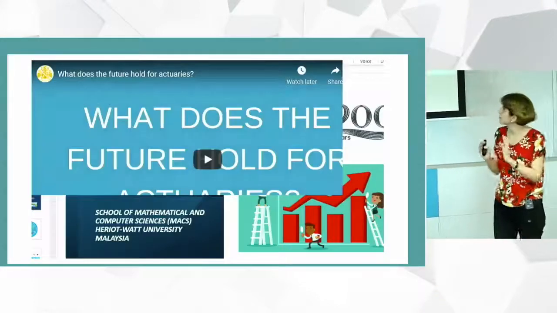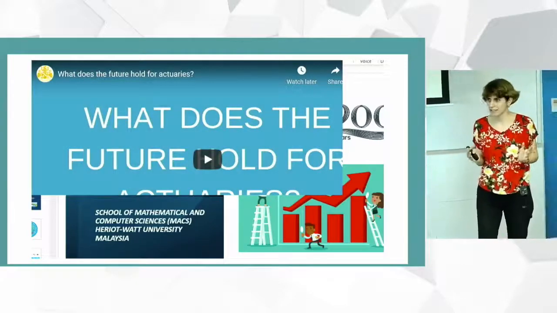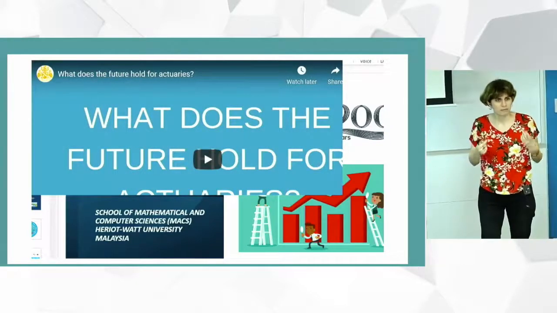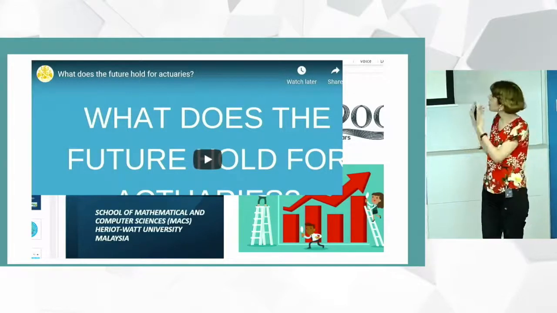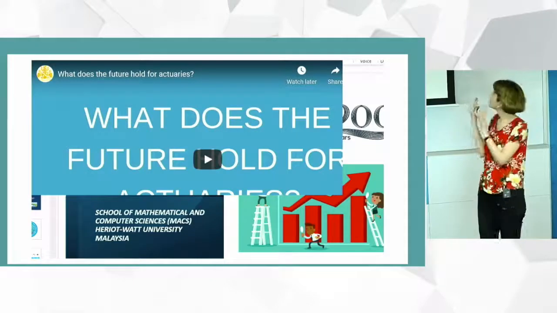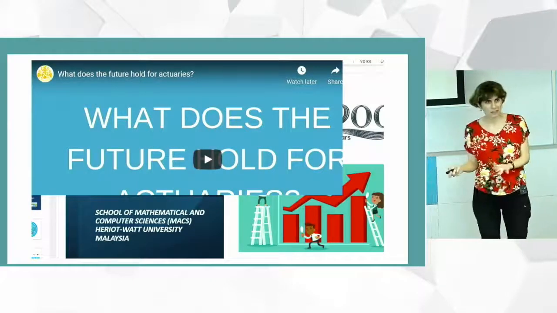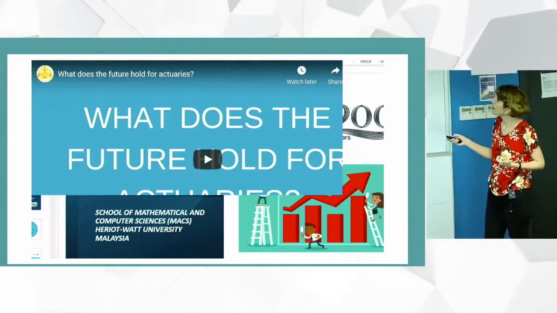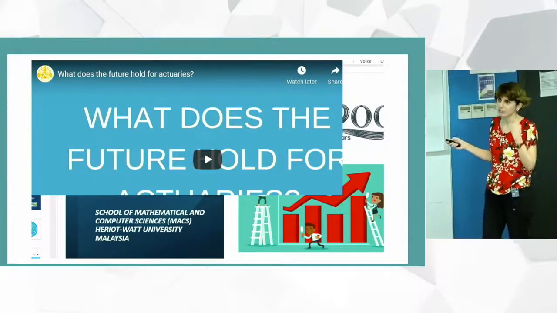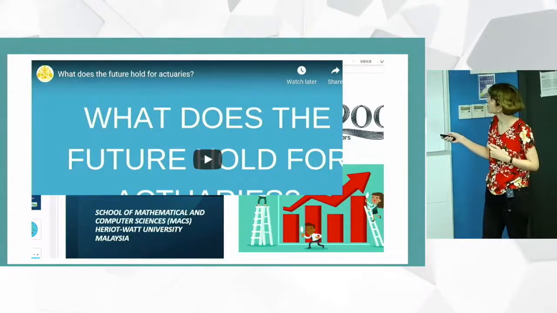And similar to any business, they need to develop. Actuaries also need to adopt different methods. So the question is, what does the future hold for actuaries? So let's hear from some actuaries what the future of actuarial science and this business is.